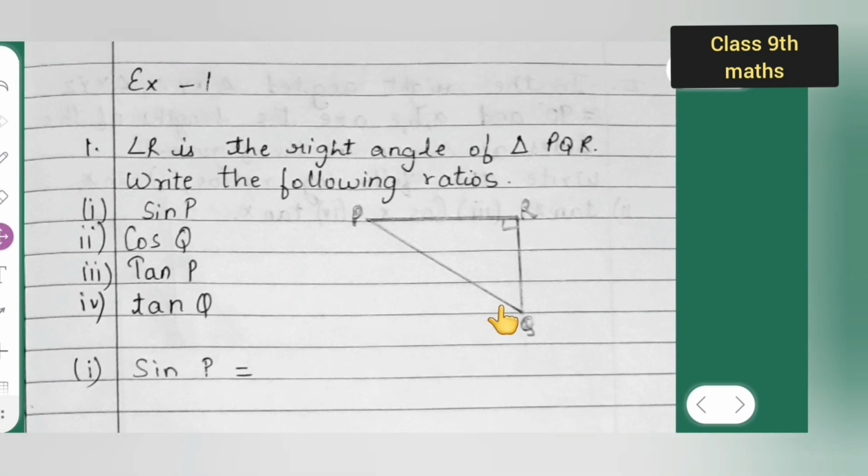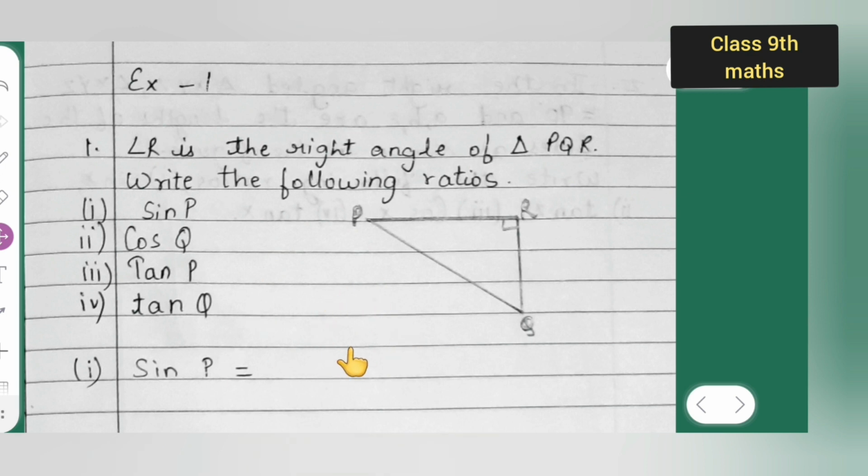Here is the exercise 1. First question: angle R is the right angle of triangle PQR. So angle R is what? It is a right angle triangle PQR. Write the following ratios. So basically you will have to write the ratio of sin P, cos Q, tan P, tan Q.